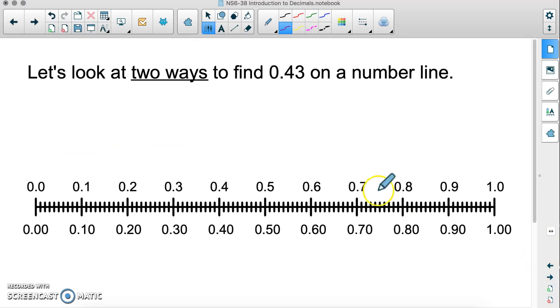So let's look at 2 ways to find 0.43 on the number line. We can first count 4 tenths, so we could go 1, 2, 3, 4 tenths, and then 3 more hundredths, so 1, 2, 3, and that would be your 43 hundredths. Or we could count 43 hundredths by counting 10 hundredths, 20 hundredths, 30 hundredths, 40 hundredths, and then adding another 3 hundredths to get to 43 on the number line.